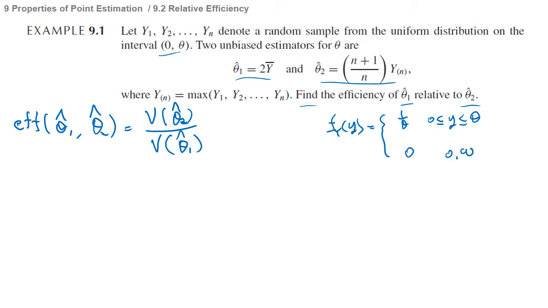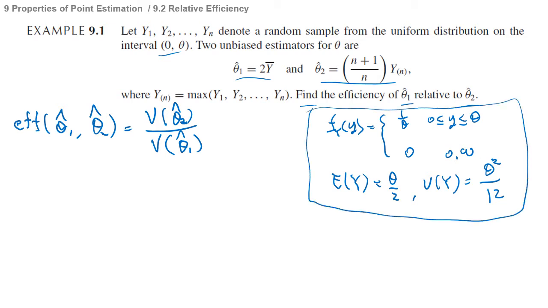And from the uniform distribution, the expected value of y is theta over 2, and the variance of y is theta square over 12. You can derive them directly, but we already derived this previously in the mathematical statistics 1 course. So we will admit this and proceed.